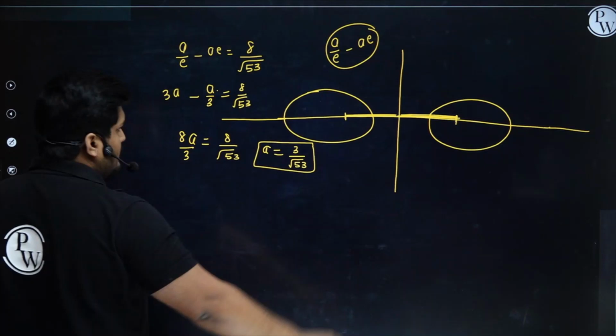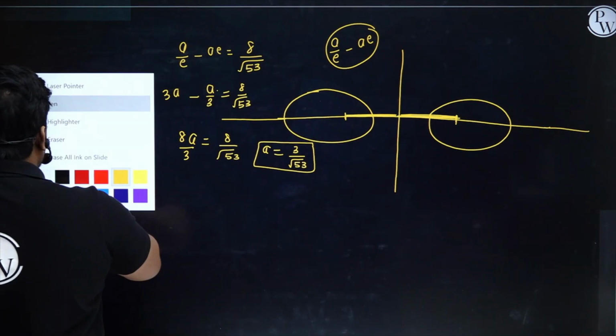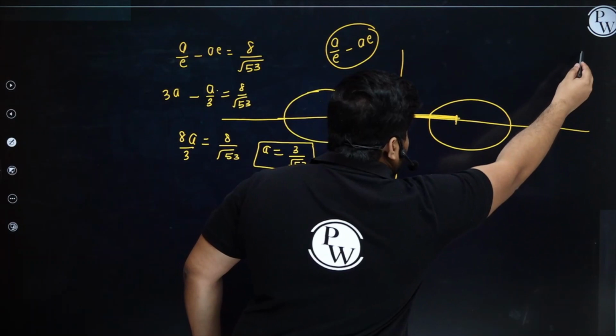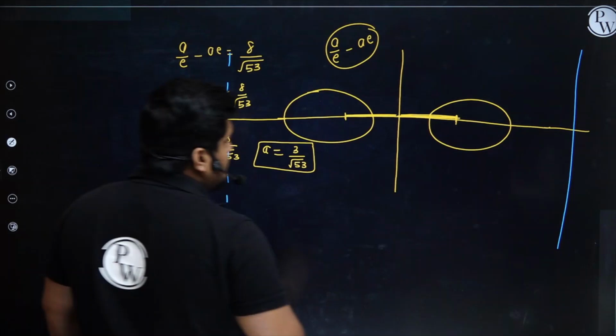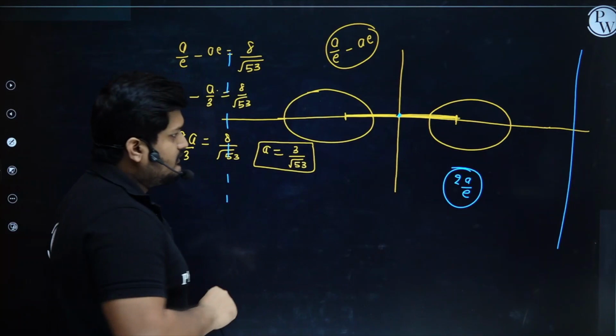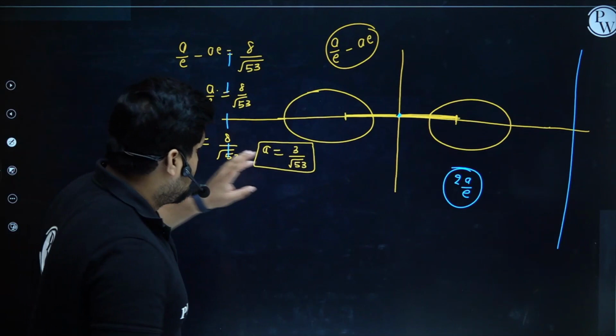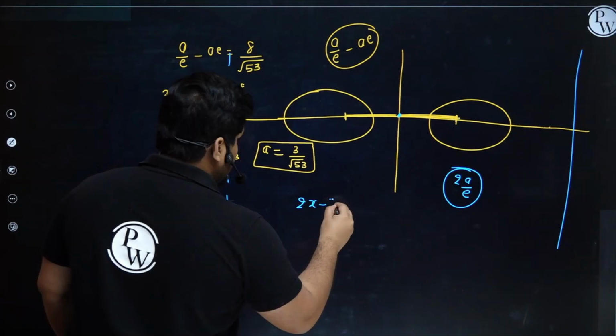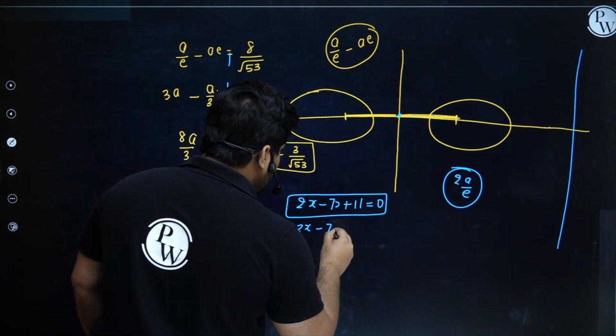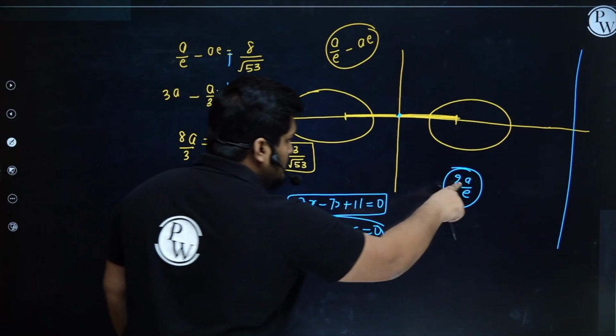Now, the other directrix, guys. See, the other directrix will be at what distance? Obviously, there will be two lines possible. The distance between two directrices is 2a by e. The given directrix is 2x minus 7y plus 11. So let's say the other directrix will be 2x minus 7y plus c equal to 0, and the distance between these two will be 2a by e.